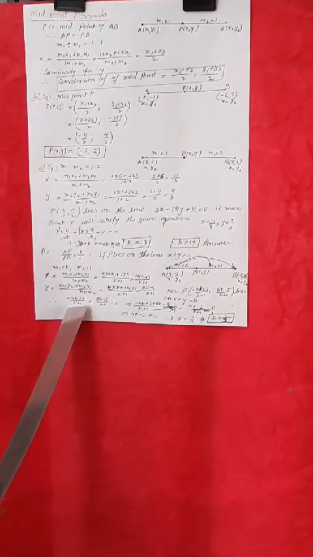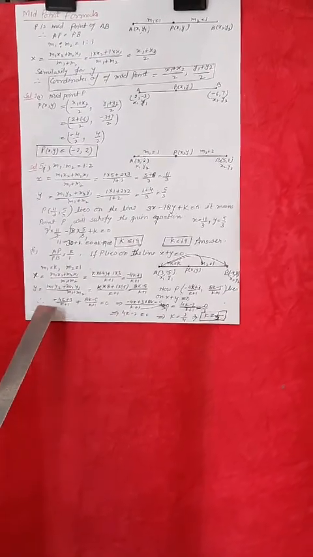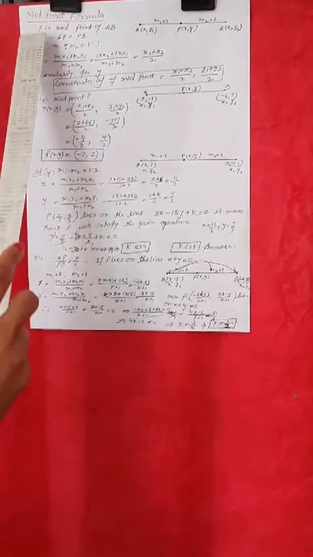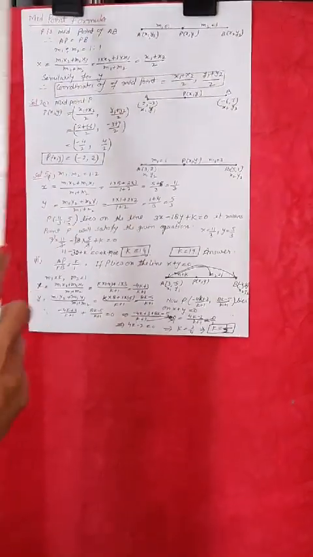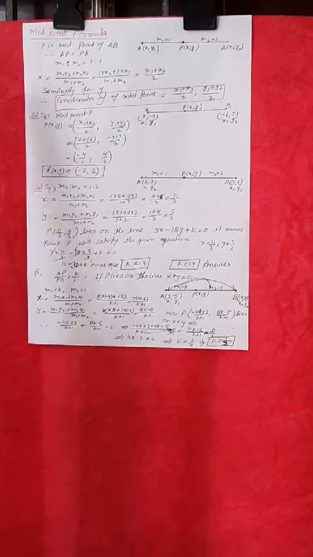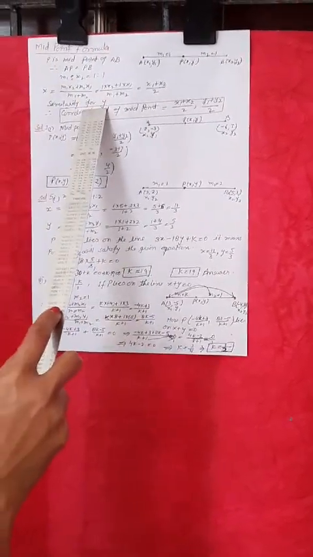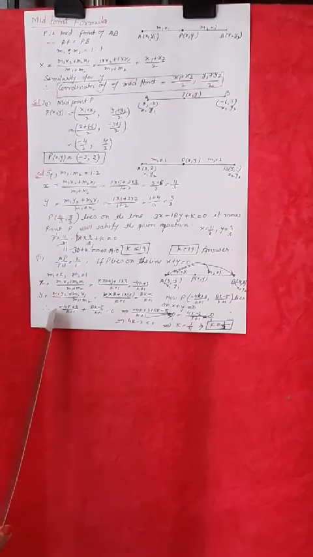Now student, please make sure that you complete question number 13. All questions 1 to 13 are based only on formulas. Two formulas I have discussed today. One is the section formula. Second is the midpoint formula. So first thing, you just copy everything, the section formula and the midpoint formula. Then you start with the exercise questions 1 to 13.